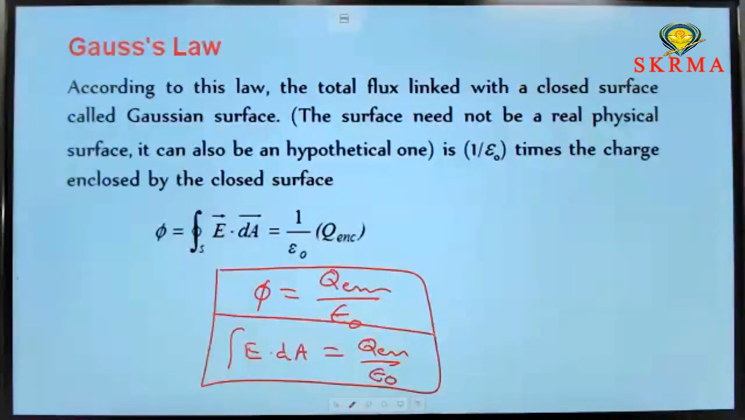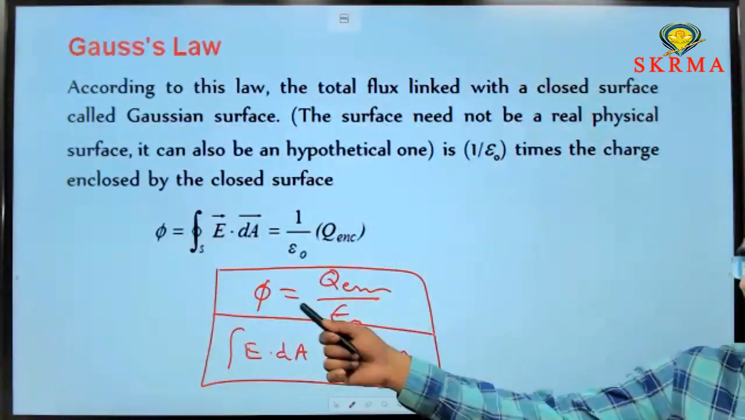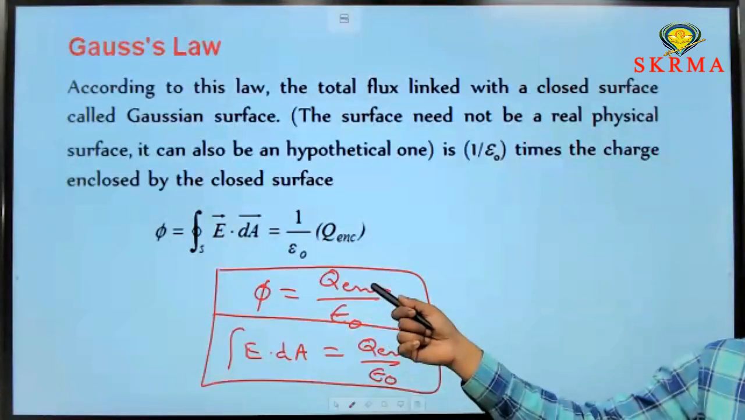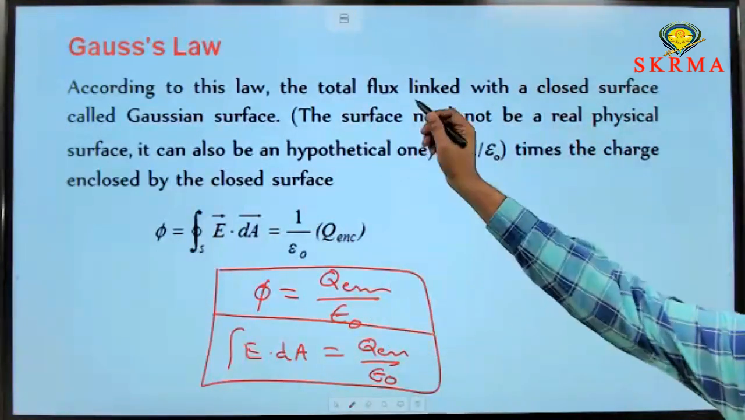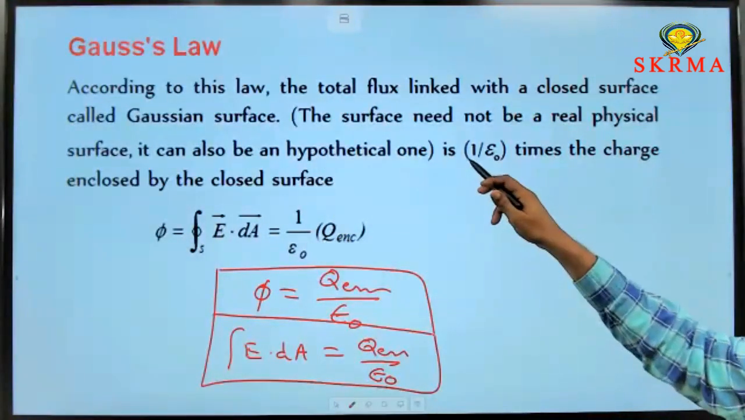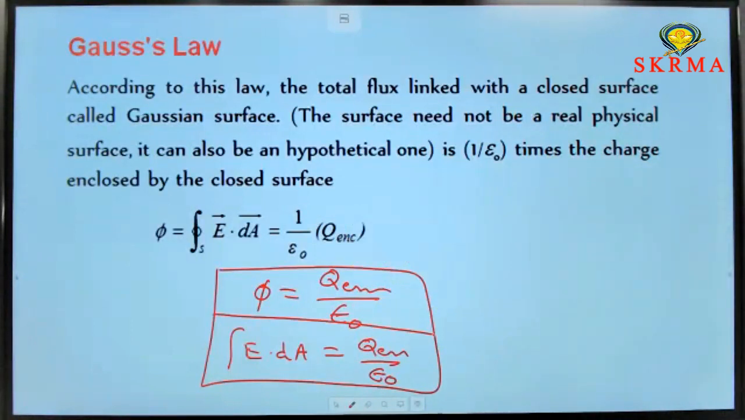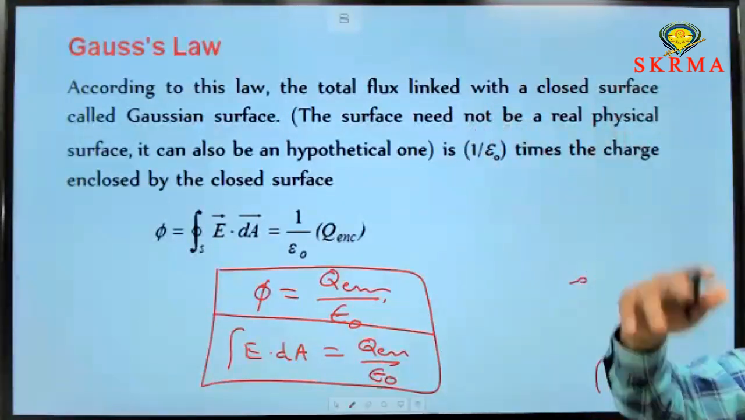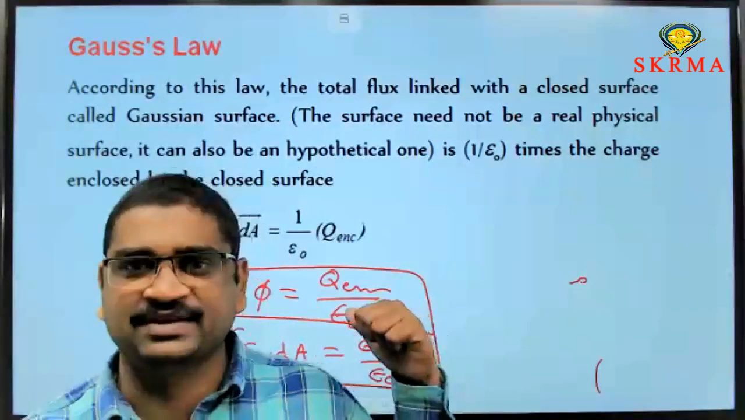So what is the basic statement? Gauss law basic statement is flux linked with a closed surface is equal to 1 by epsilon naught times the charge enclosed by the surface. That is the statement. Total flux linked with a closed surface, called Gaussian surface, is 1 by epsilon naught times the charge enclosed by the surface. So just read this equation, write this equation in terms of words, then you will get a statement for this Gauss law. So Gauss law statement ekkadi nunchi vachindi, ee equation nunchi vachindi.